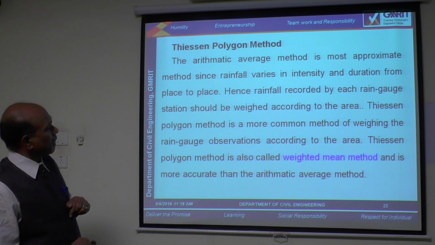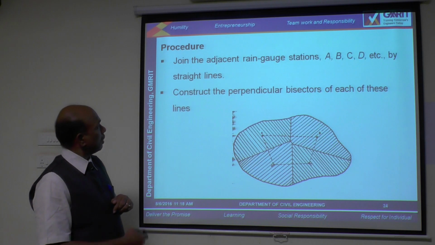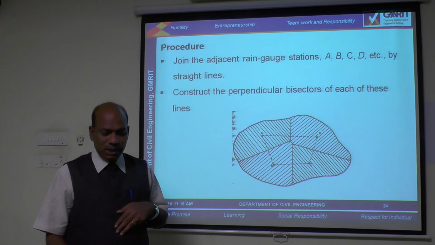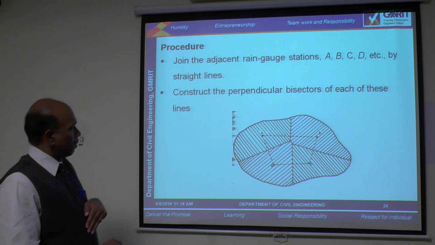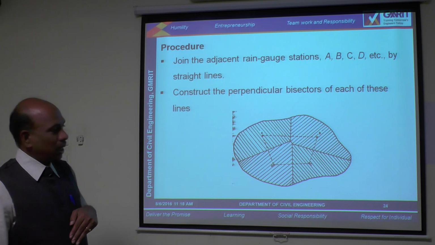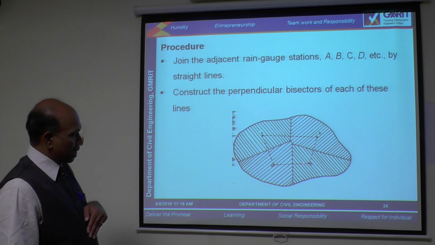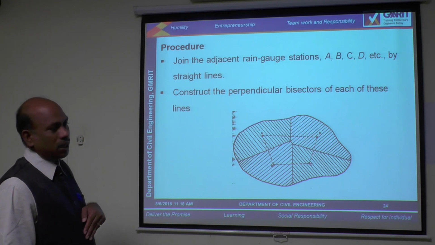For that, this method is also known as the weighted mean method. Right here, this is the procedure for the construction of Thiessen polygons. Here we have taken 4 rain gauge stations, A, B, C, D. Then adjacent rain gauge stations are joined by straight lines. This is one straight line, another straight line, and another straight line.